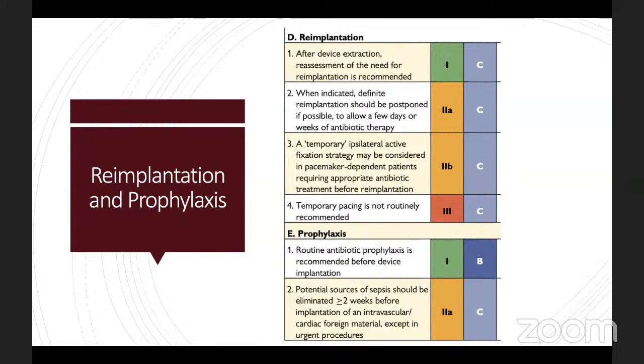For prophylaxis, routine antibiotic prophylaxis is recommended before device implantation, and potential sources of sepsis should be eliminated more than 2 weeks before implantation of intravascular cardiac foreign material, except in an urgent procedure.